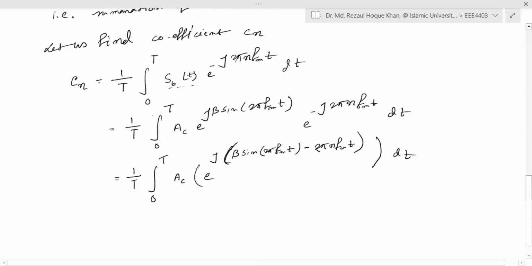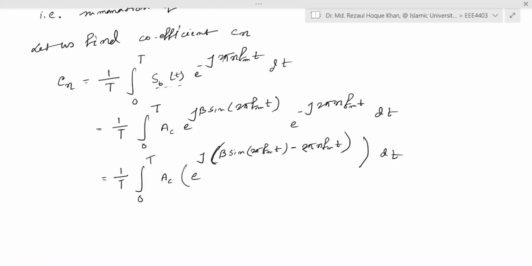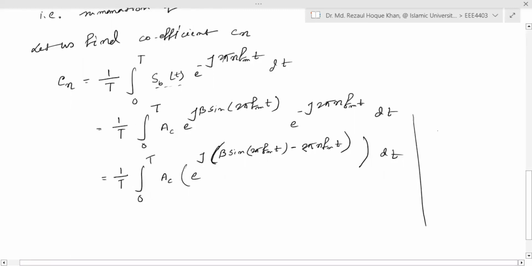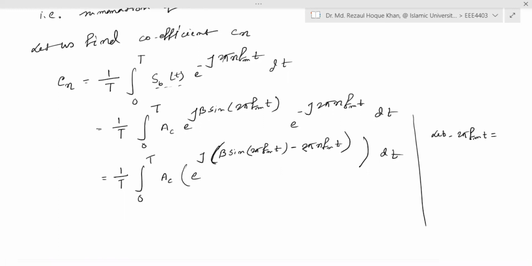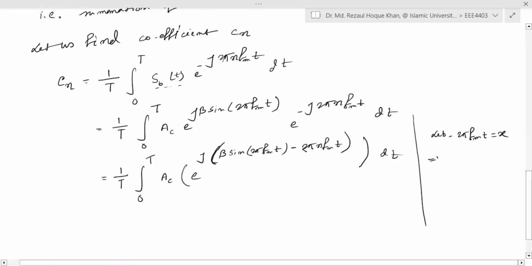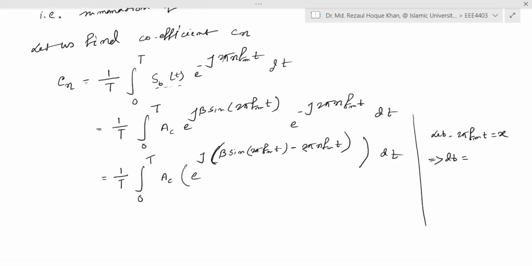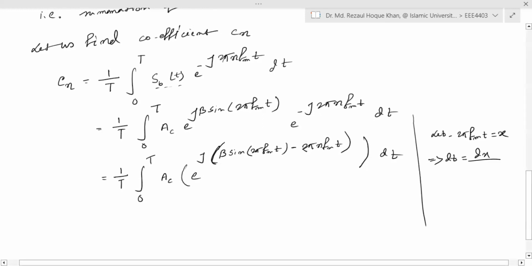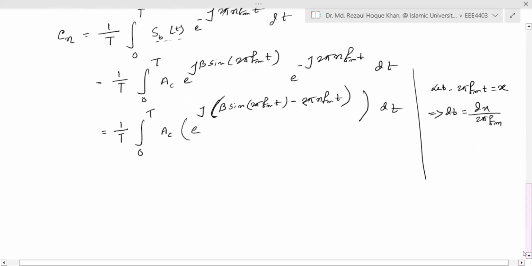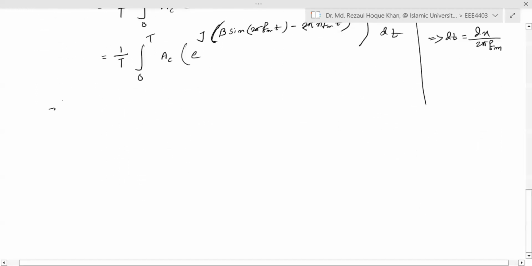Okay, here let us assume that 2 pi fm t equals x. If this is the case, then dt will be dx by twice pi fm. Right? So we're rewriting the Cn. So Cn would be what?